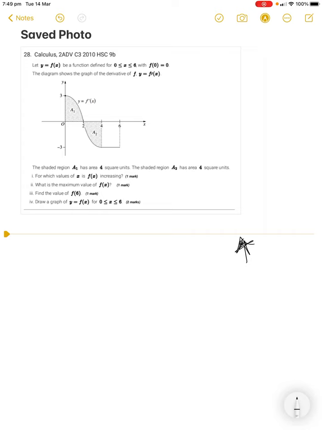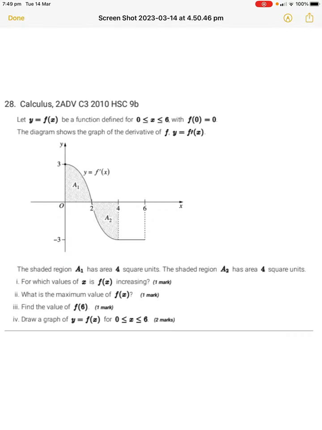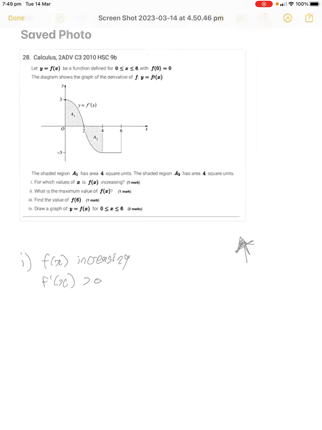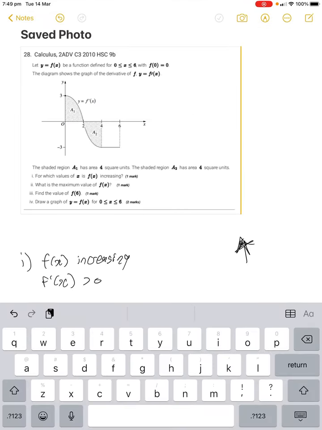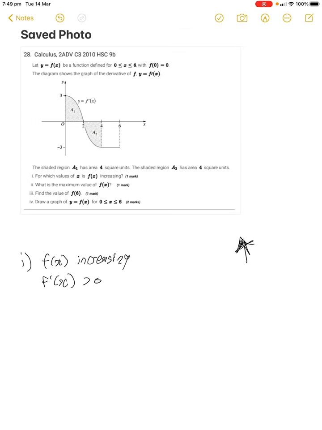All right, so we're going to start with the first one. For what values of x is f of x increasing? Now, it is increasing when the first derivative is greater than 0. We know from this graph here, in that row there, that this is the graph of the first derivative. So it's when that first derivative is greater than 0, so it's between 0 and 2.